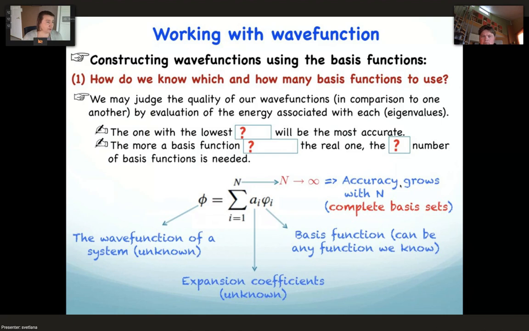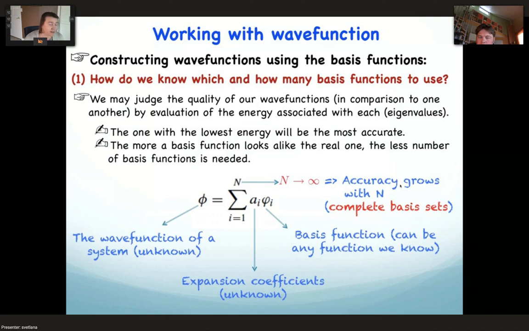So then the lowest energy will be the most accurate. And another idea behind it: the more the basis function looks like the real one, if your basis function is already close in its shape, in its mathematical expression to the real one, then of course fewer basis functions are needed, which means your calculations will be faster. You get the accuracy quicker.